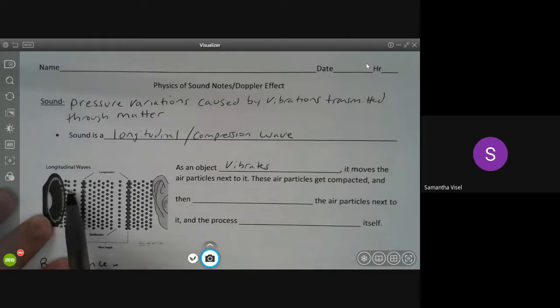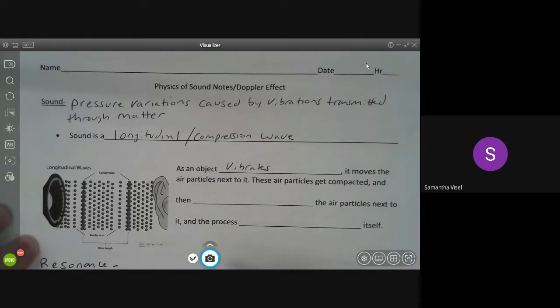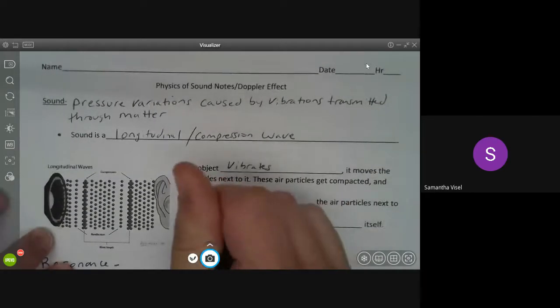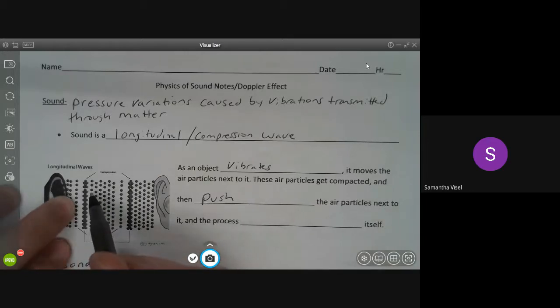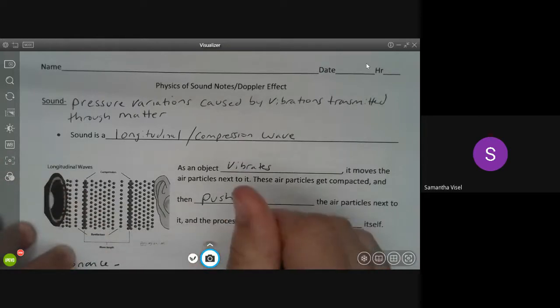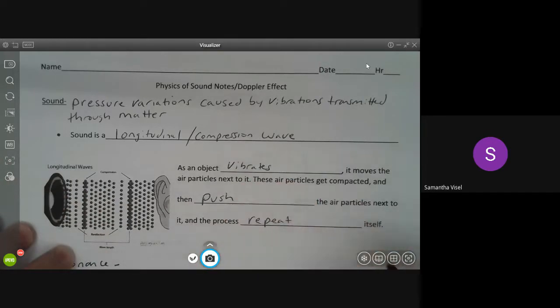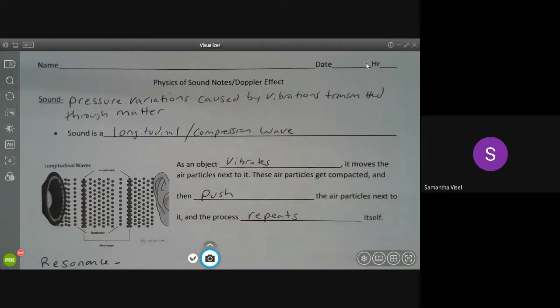And so when it vibrates, these air particles are going to get compacted. They're going to get kind of squashed together. And since they are moving themselves after that compaction, they're then going to push and bump into the air particles next to them. The process is going to continue with compression, push, compression, push, compression, push. It's going to repeat itself until it eventually reaches your ears and you perceive that as sound.